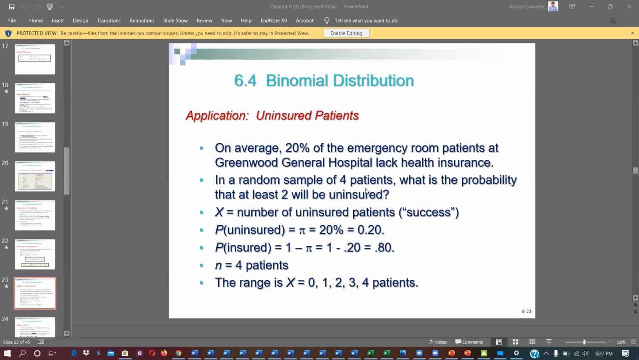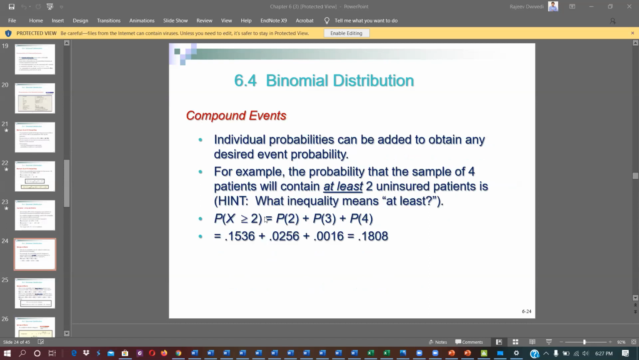This is the part of compound event. At least 2 means 2, 3, 4. So we have to check all the things. Basically the range of the event is 0, 1, 2, 3, all the way to 4. At least 2 means 3 events together, and if we add all 3 events, it becomes the answer. But it is difficult to do, because this is just 3 cases; if you are doing 20 cases, you have to do each of them multiple times.